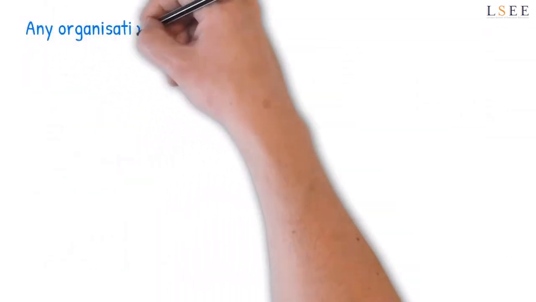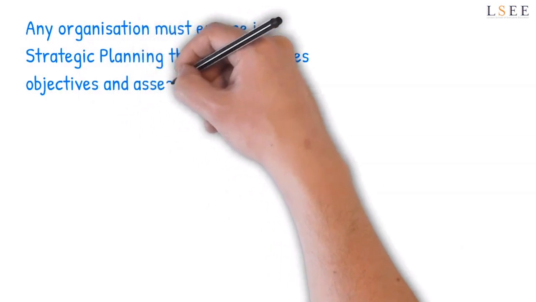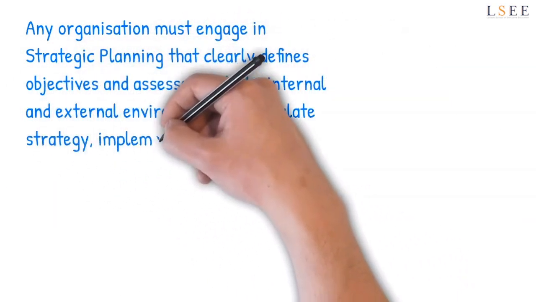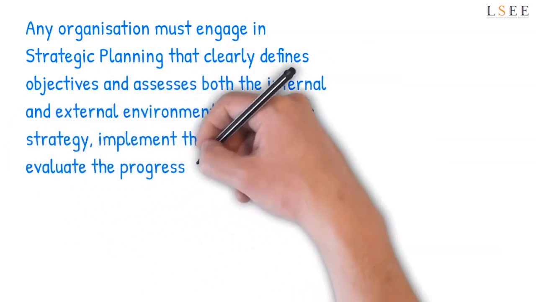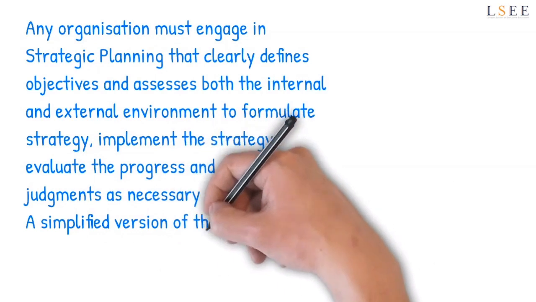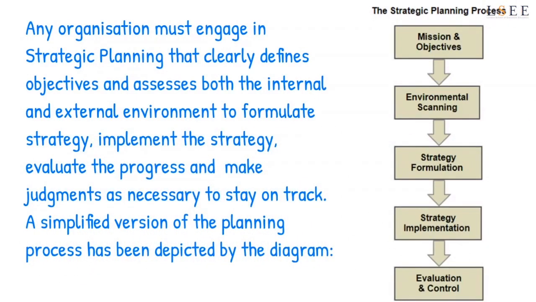Any organization must engage in strategic planning that clearly defines objectives and assesses both the internal and external environment to formulate strategy, implement the strategy, evaluate the progress, and make judgments as necessary to stay on track. A simplified version of the planning process has been depicted by the diagram.